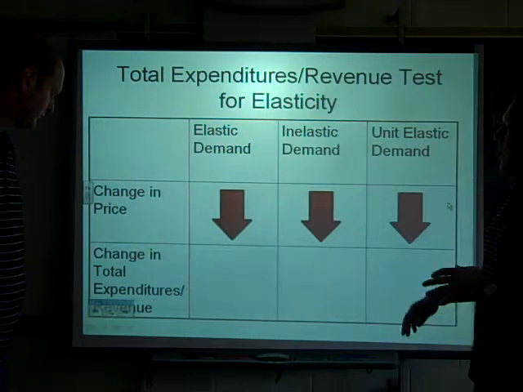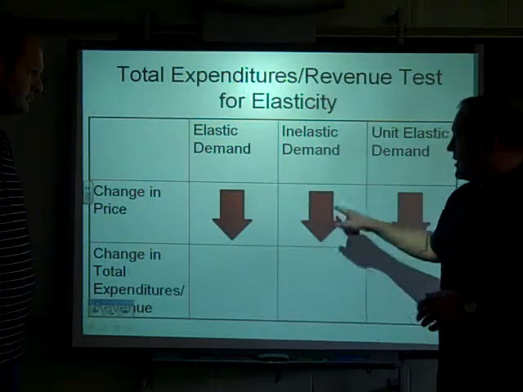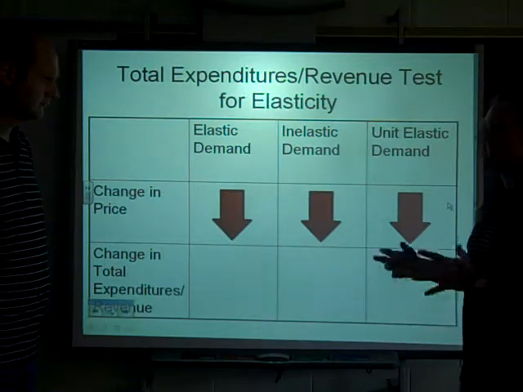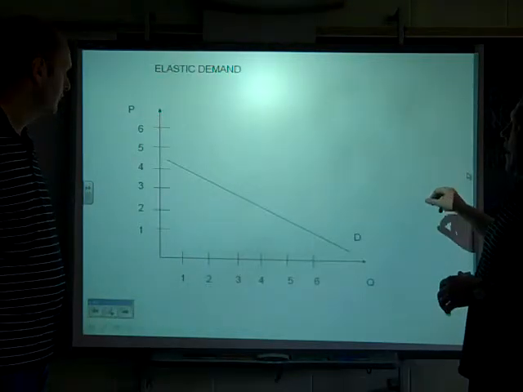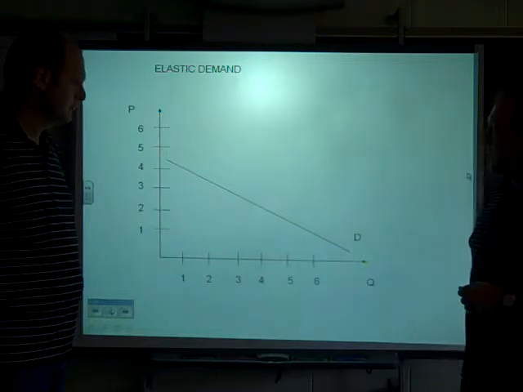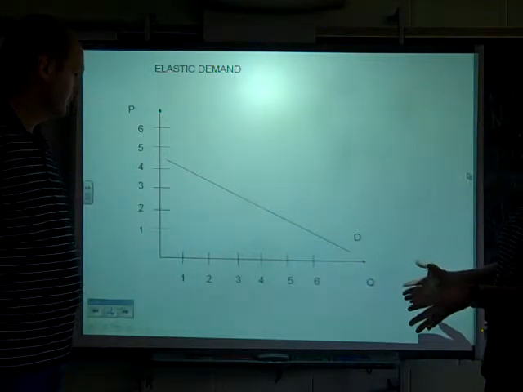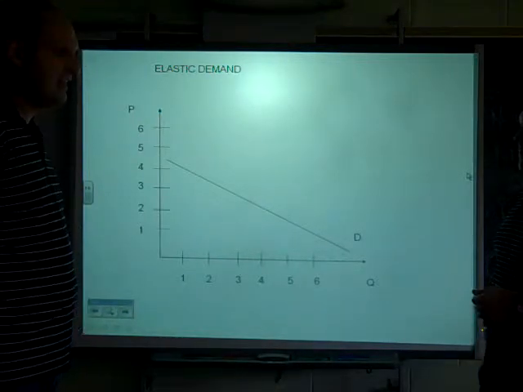Really what we're looking for is whether or not the arrows that are going to come up on the bottom go in the same direction as these, opposite direction, or if they don't move at all. So, for instance, let's take a look at our first example. In this case, we've told you we have elastic demand. Now, Mr. Grassetti, what about this graph's a dead giveaway that we're probably looking at elastic demand? Well, we're looking at a flatter curve.